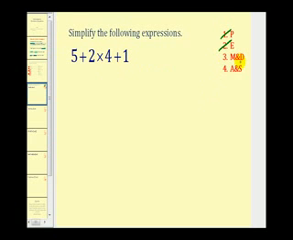Step 3 is multiply and divide. So we need to find the product of 2 and 4 next. So we'll have 5 plus 2 times 4, which is 8, plus 1. And the last step is to add and subtract. So we have 5 plus 8, that'd be 13, plus 1. This equals 14. Let's try another.